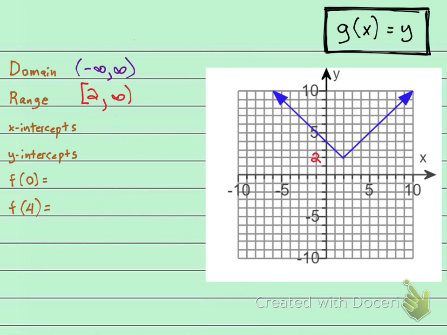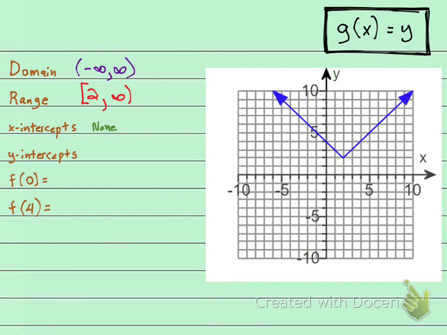All right, next question. X-intercepts. If there are any x-intercepts, and in this case, are there any x-intercepts, does this graph touch the x-axis? It does not. So I'm going to put none. There are no x-intercepts. What about y-intercepts? Does this graph touch the y-axis?